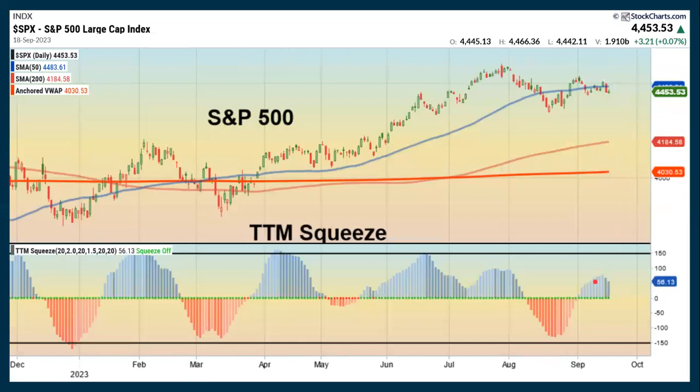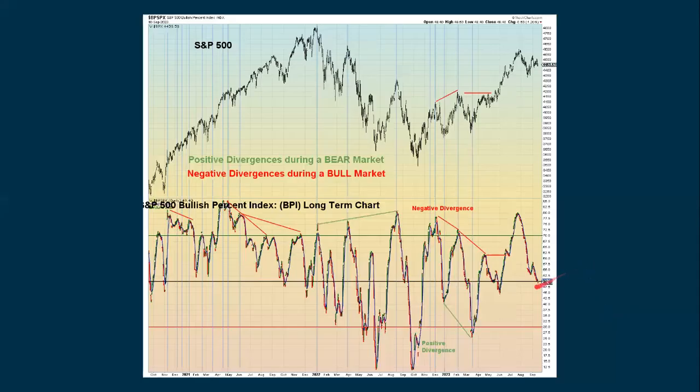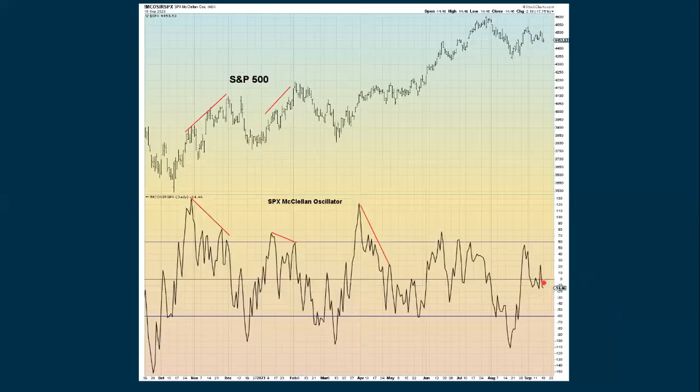The TTM squeeze is starting to show some weakness, turning the darker shade of blue. So even though it's positive, it's starting to come back down. The balance of power is just a little bit above the midpoint. The BPI for the S&P 500 is now dropping below 50. That's turning more negative. The McClellan oscillator for the S&P is still below zero.